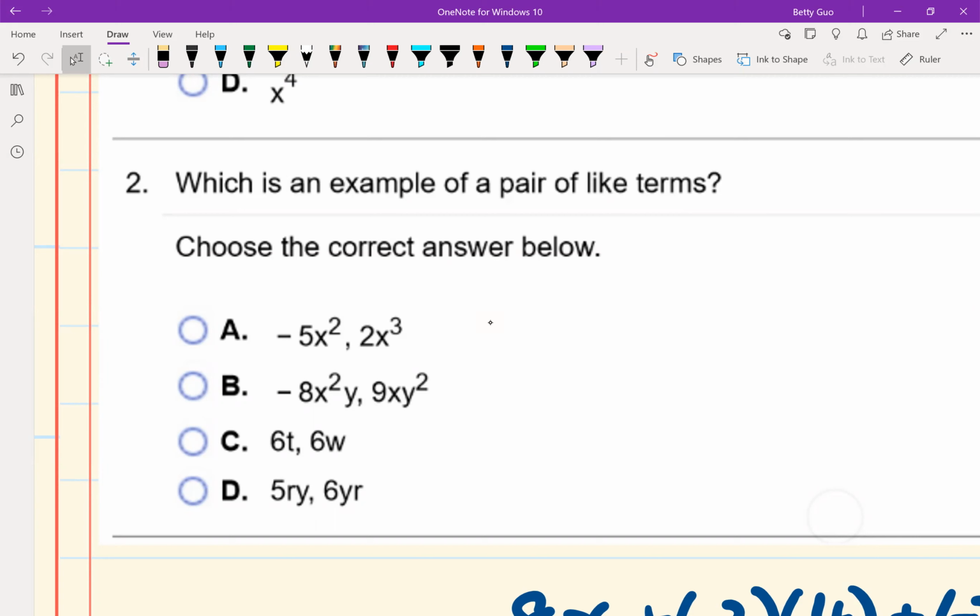Part D, 5RY and 6YR. Are they like terms? Do they have the same variable part? This one is RY, this one is YR. Same thing, right? Remember the commutative property. R times Y and Y times R are the same. So part D, as in dog, is the answer for like terms, okay? Does that make sense?